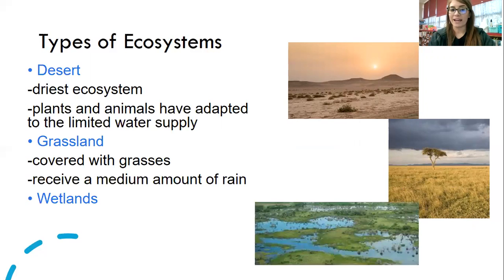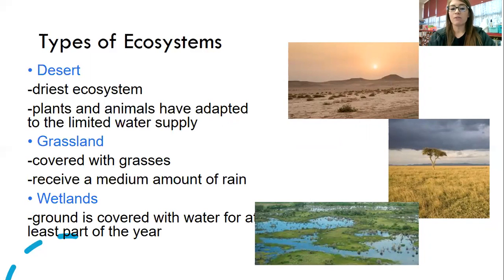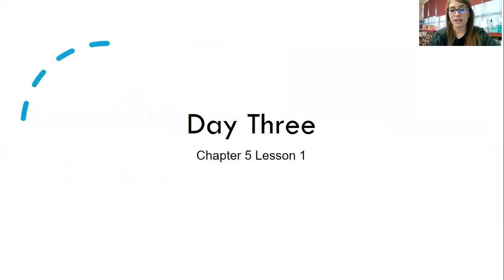Then we've got the wetlands, and they look like this. It's kind of swampy, marshy. There's a lot of wetlands in Florida. And the ground is covered with water for at least part of the year. So that is also very fitting of its name being the wetlands.